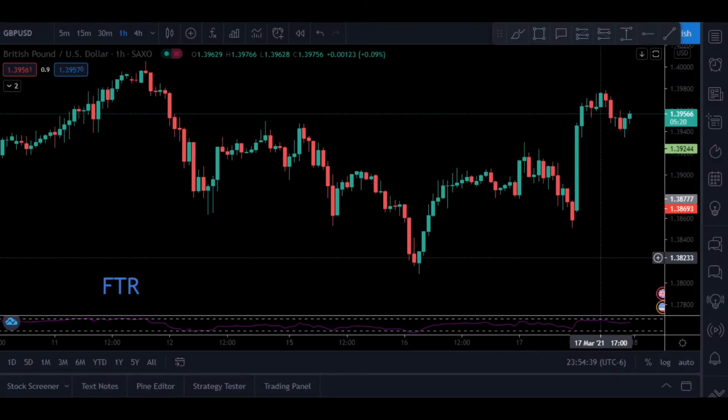Okay guys, so here we are in GBP USD. This is a pair I like a lot to trade because it gives a good amount of pips, it moves pretty good and easy, and it's very nice.